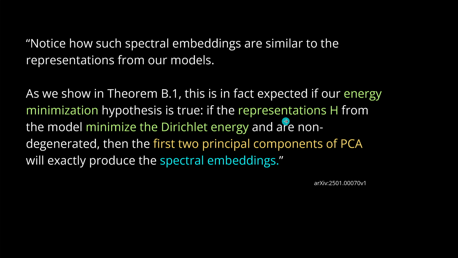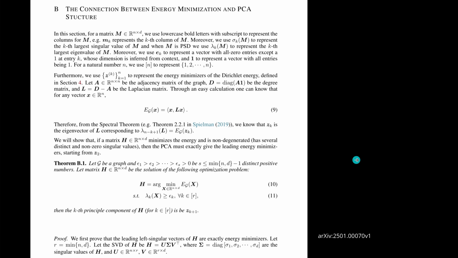Because if the representations that we have seen in video 1 from the model really minimize the Dirichlet energy of the system and are non-degenerated, a mathematical detail, then the first two principal components of PCA will exactly produce the spectral embeddings of our system. Maybe you need a minute to understand this, and then in the second minute you say, can you give me a mathematical proof? Yes, in Annex B of the paper by Harvard University, you have exactly this theorem in perfect mathematical beauty and a proof. So if you want to have a nice weekend, you don't know what to do with your time, may I recommend Annex B of the paper.